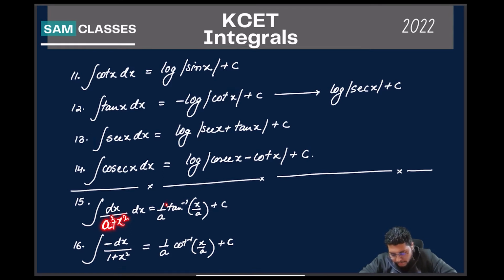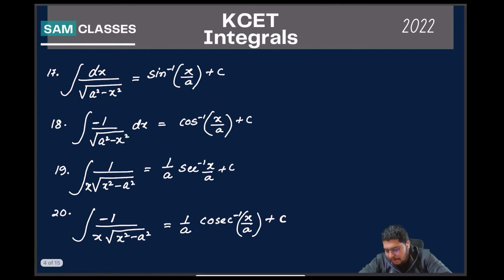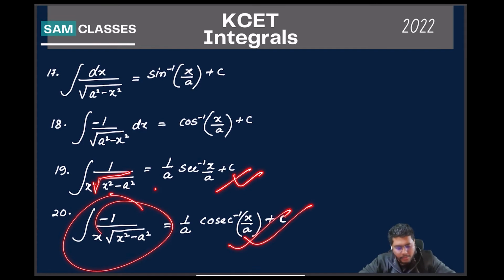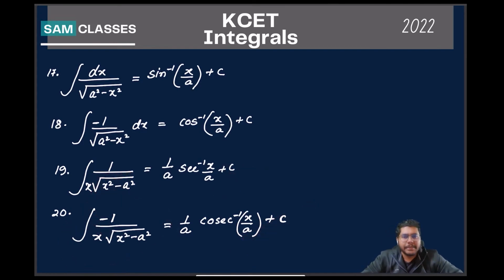Okay, so it is 1 by a, tan inverse x by a. Now here, if I put a minus, then cot inverse will come. If I put a square minus x square, sine inverse. These are all ITF formulas. Minus dx by a square minus x square, cos inverse. Then 1 by mod x into root under x square minus a square, secant inverse. If minus comes, then cosecant inverse. So very important, these are the basic simple formulas, and I think all you students know.